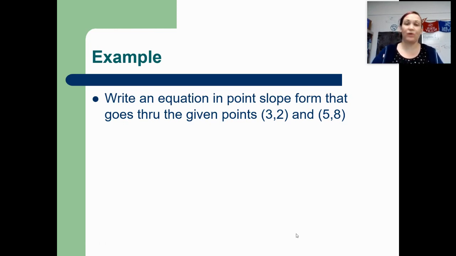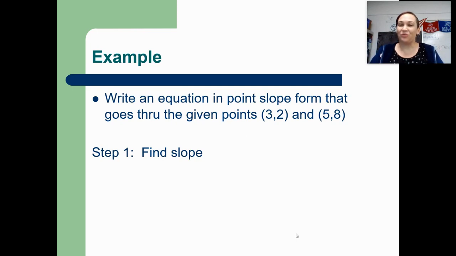This problem says, write an equation in point slope form that goes through the given points, and the given points are (3, 2) and (5, 8). Now, to write an equation in point slope form, you need a point, which we have. We actually have 2 of them, but you also need a slope. And so, as a pre-step before getting our final answer, when we're given 2 ordered pairs, the first thing that we should do is find the slope.